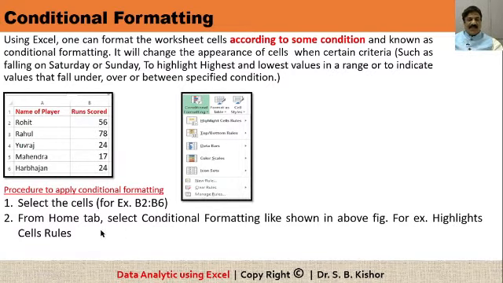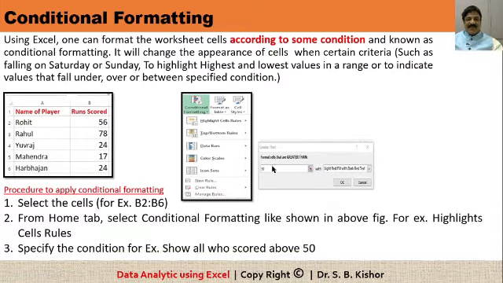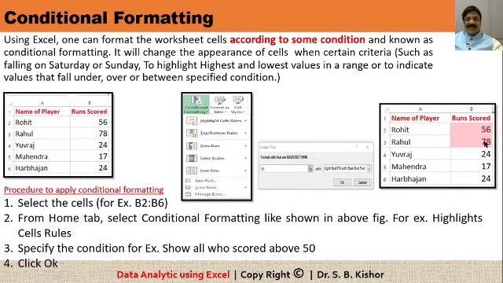So in order to select the first one, what you need to do? Select the example as Highlight cell rules. Then specify the condition, for example, above 50 runs, and then click on the OK button. So your screen will look like this. Okay, so you can change the color, the appearance of the color as per your wish. So we will discuss this part again in our practical session.